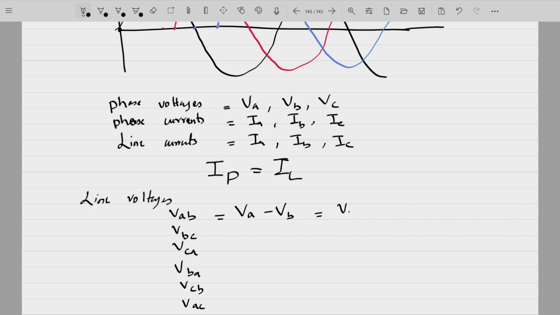VA को हमने क्या लिया था? VA को हमने VP एंगल 0 डिग्री लिया था माइनस VB. अगर हम ऊपर वाले ग्राफ की बात करें, it is lagging behind by minus 120 degrees. So this is VP angle minus 120 degrees. Fine. So VP angle, तो अंदर क्या रहेगा? 1 angle 0 minus 1 angle 120 degrees. So you can actually calculate that. 1 angle 0 minus 1 angle minus 120 degrees.